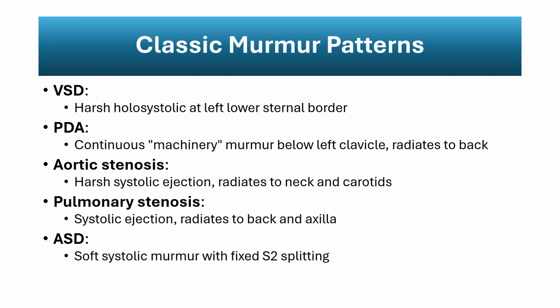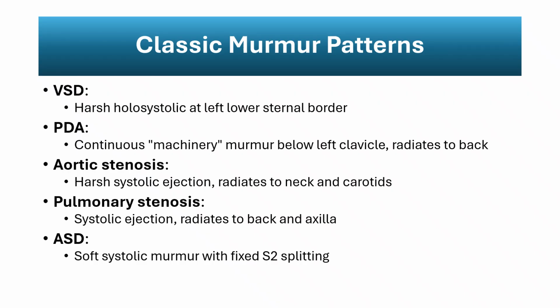A patent ductus arteriosus generates the well-known continuous machinery murmur, typically heard below the left clavicle with radiation to the back. The continuous nature reflects flow during both systole and diastole, driven by the persistent pressure gradient between the aorta and pulmonary artery. Aortic stenosis produces a harsh systolic ejection murmur that radiates to the neck and carotids, reflecting turbulent flow across the narrowed valve.